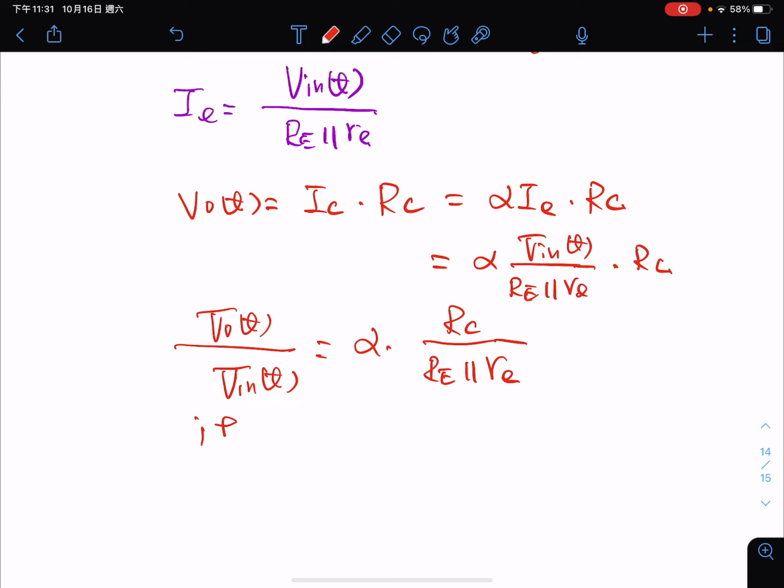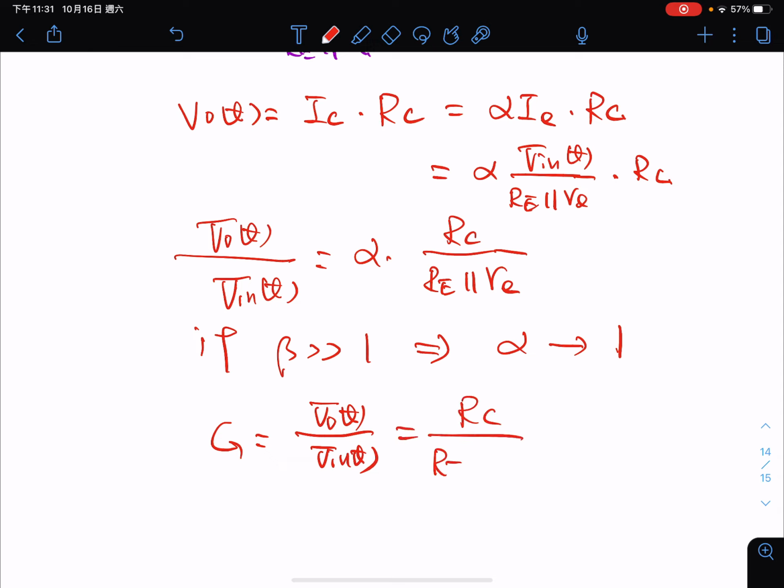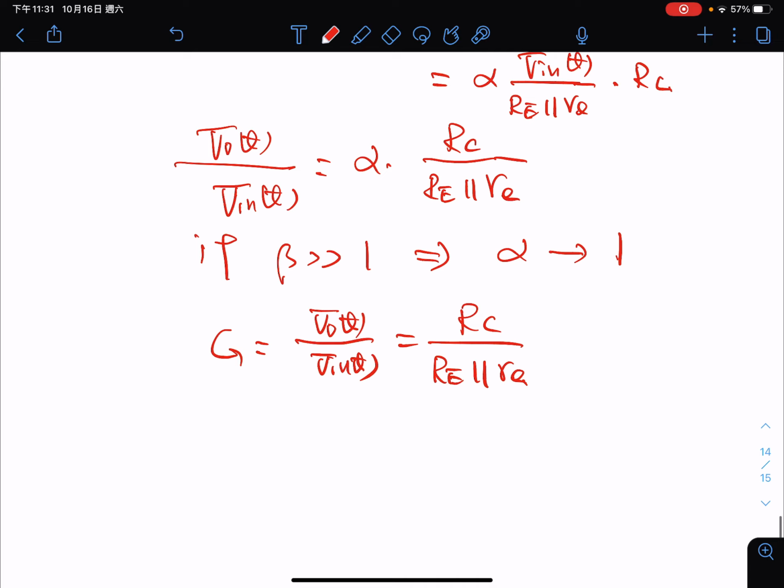But if beta is much greater than 0, then alpha will be close to 1. So the voltage gain will be equal to V out of t over V in of t, which will be equal to RC over RE in parallel with RE.